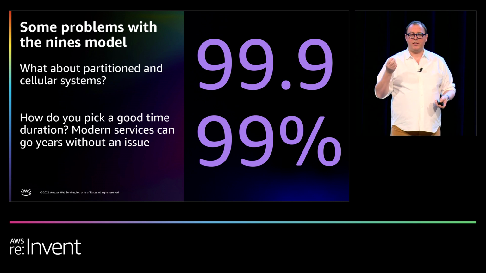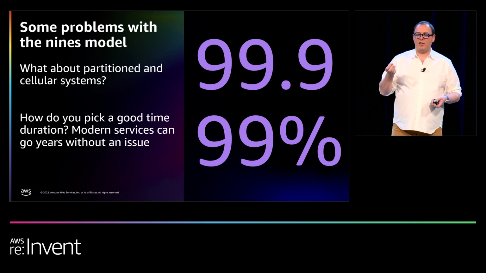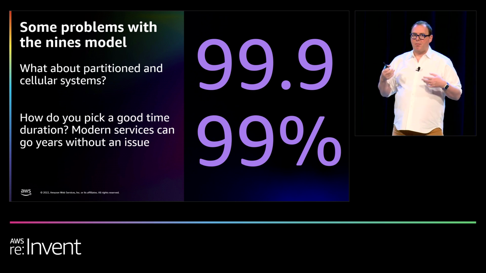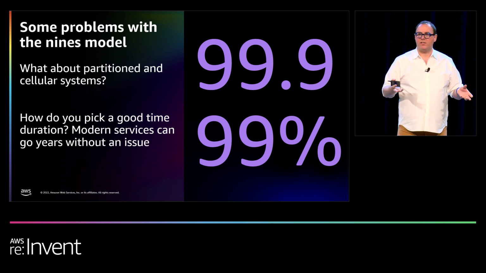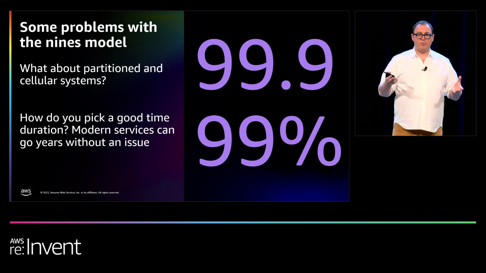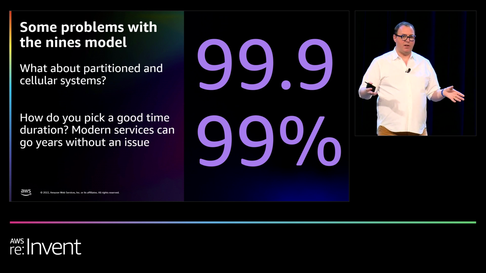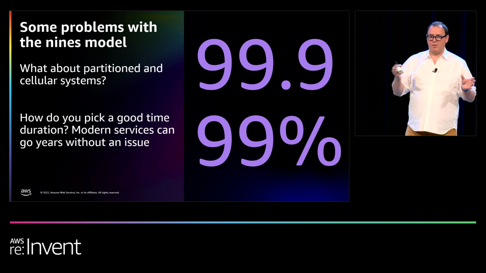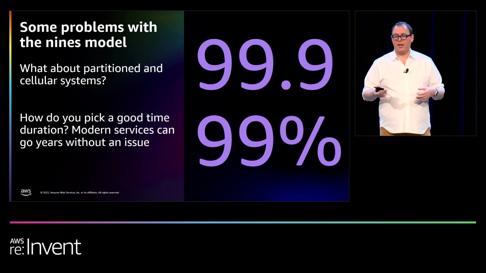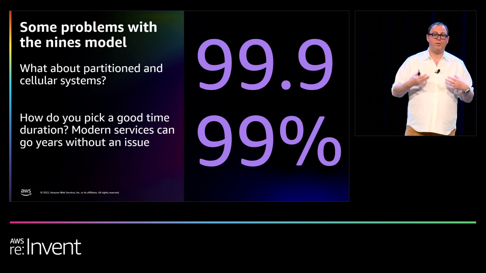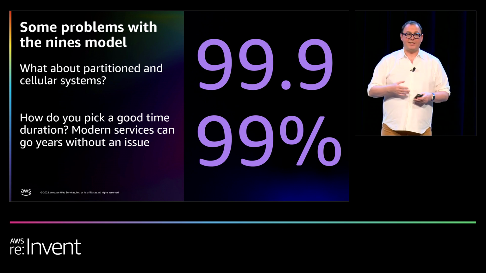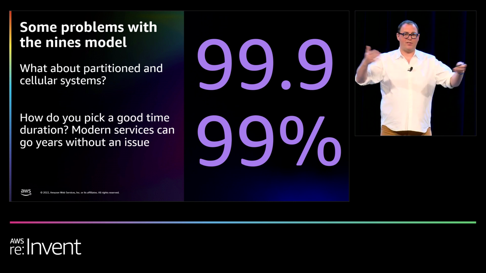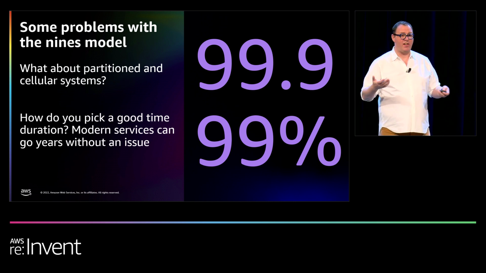Another challenge with the nines model is it's hard to pick a good time duration to measure over. Modern services, like the kind of cloud services that we operate, can now typically go many, many years in a region without having a single incident. There are extreme examples of that. So the Route 53 data plane, so that's the part of the Route 53 DNS service that actually hosts domains, answers DNS queries so that websites stay online.